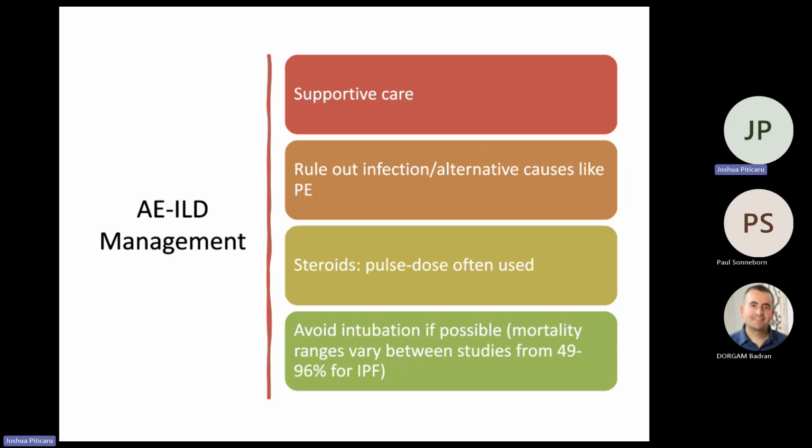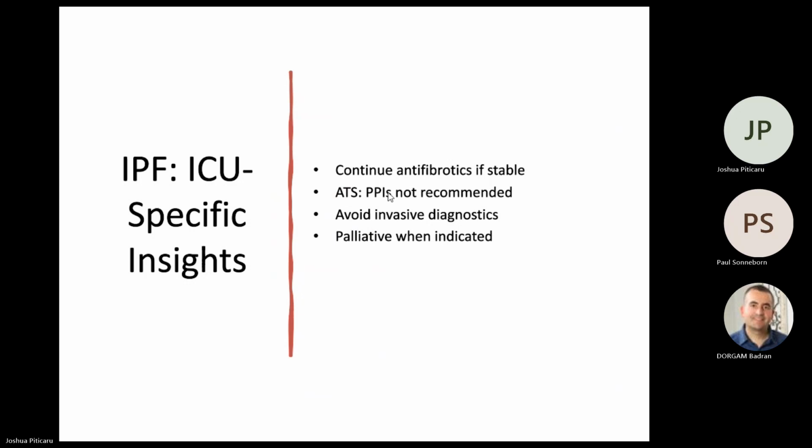Just remember long-term steroid consequences and address those, like pneumocystis prophylaxis, PPI prophylaxis, bone and joint issues, like in the elderly, delirium, all of that. And avoid intubation if possible because there's high mortality in this IPF population at least. Continue their outpatient antifibrotics if otherwise not contraindicated. PPIs are not routinely recommended. Again, avoid invasive diagnosis, and a big deal, call palliative.